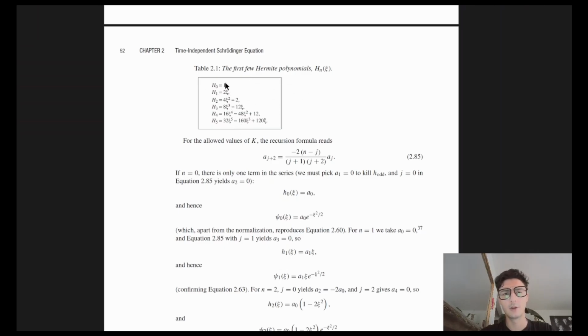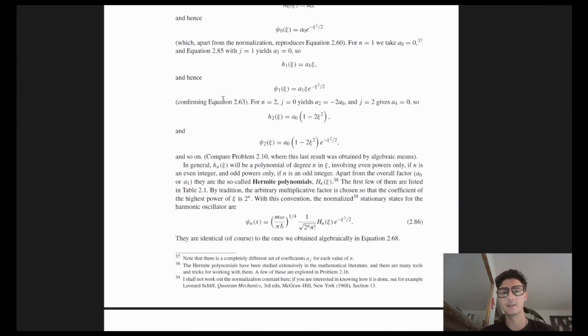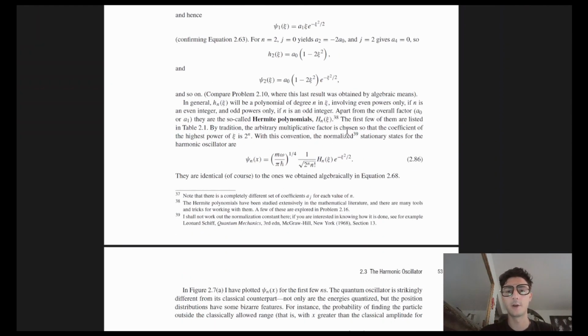In terms of xi, you can replace xi with x here. Since we use x for position in quantum mechanics, they use a different variable, xi. I think it's a confusing variable, but it doesn't matter. It's also hard to write. The first few of them are listed in table 2.1.